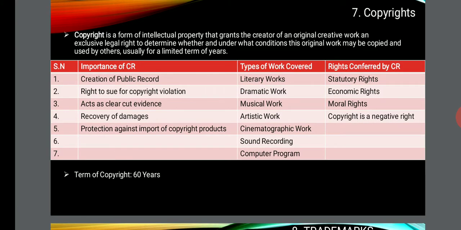Copyright is a negative right. Definitely it is a negative right, because it forbids making a copy. You cannot copy anything without getting permission.